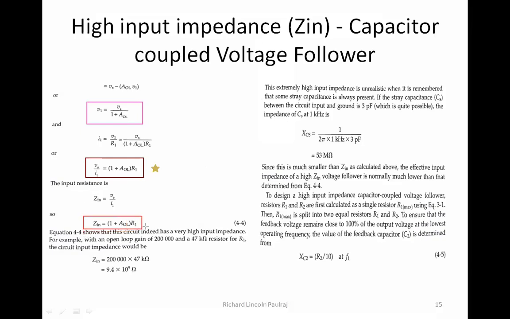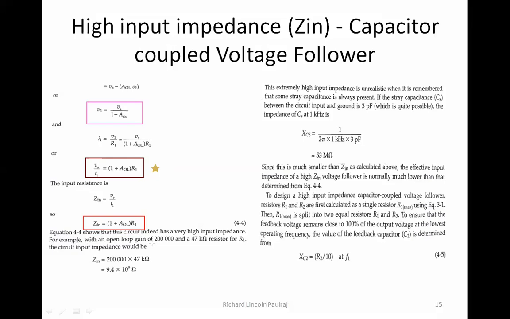So you can even remember this formula: Zin is equal to 1 plus AOL into R1. Now we will take some random values and substitute them in this formula, and we will see what happens.